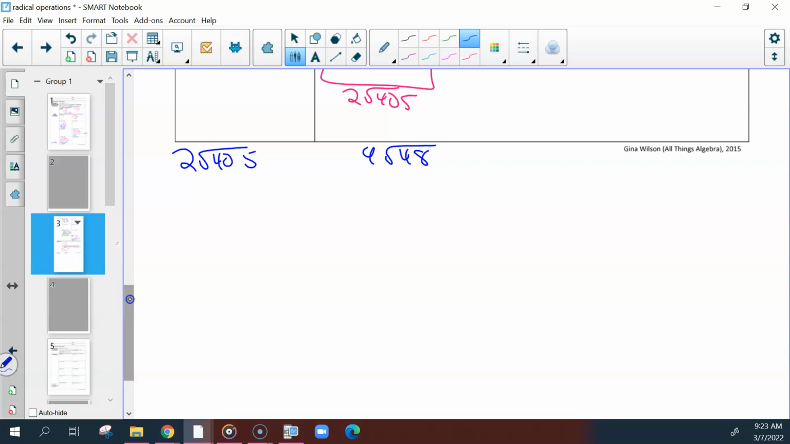81 and 81 and 5. That would give us 9 times the square root of 5 times the 2 that was out here already. So just this part would simplify to 18 times the square root of 5.